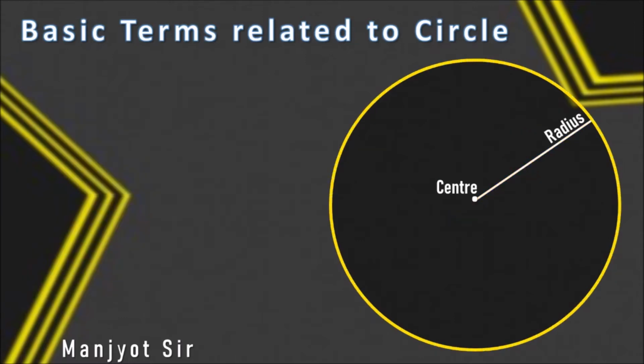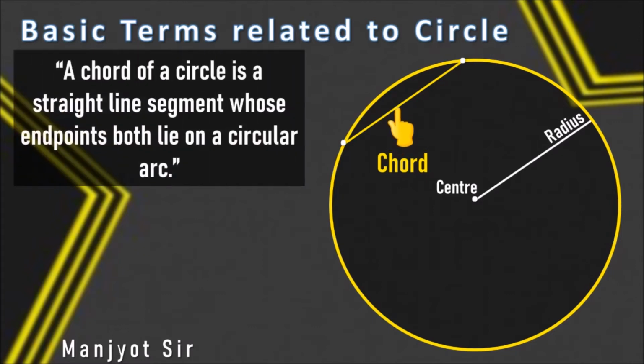See now, suppose we take 2 points on the boundary of the circle and we draw a segment. That means a segment which is drawn by joining any 2 points on the boundary of the circle is called a chord. So chord is nothing but a segment which is drawn by joining 2 points. These 2 points should be on the boundary of the circle. So chord is nothing but a straight segment whose endpoints both lie on the circular arc of the circle, or you can say the boundary of the circle.